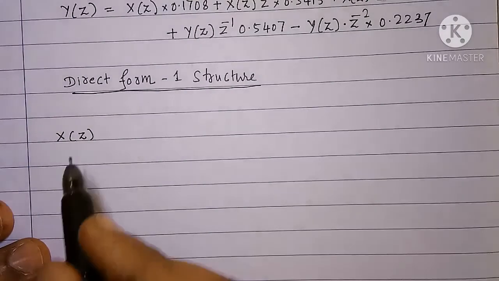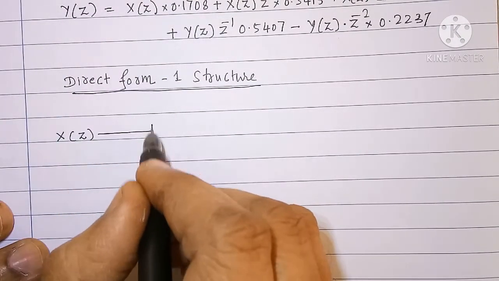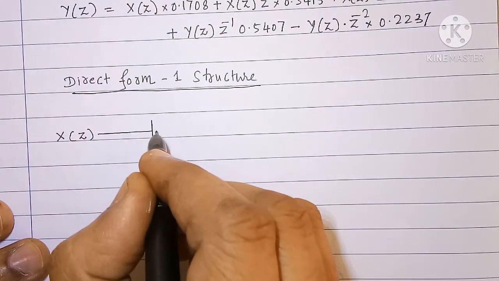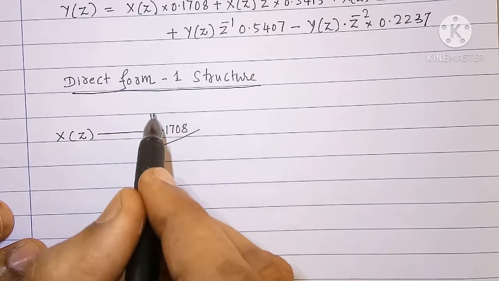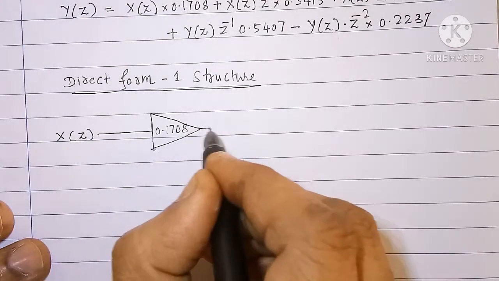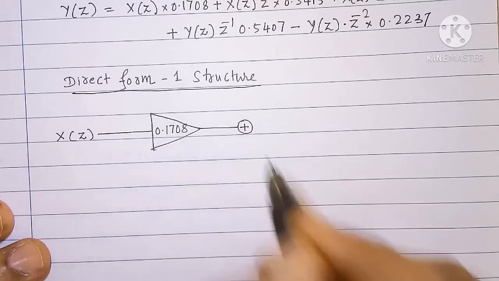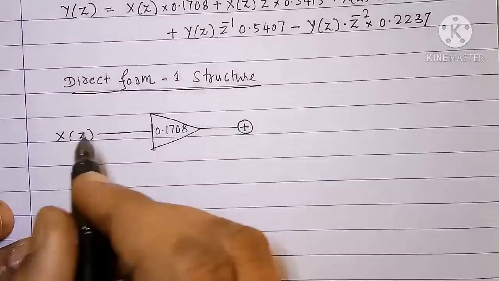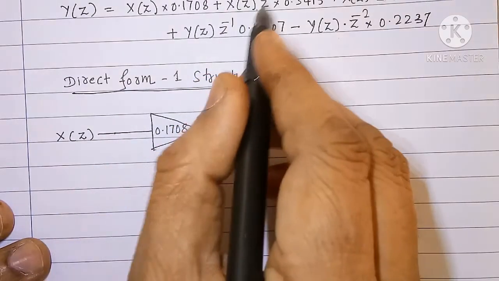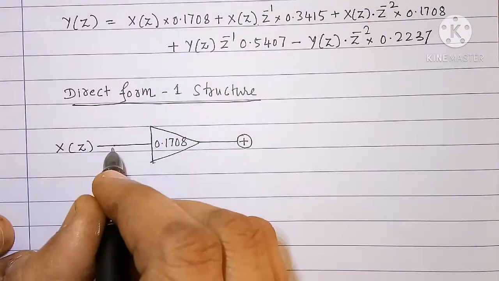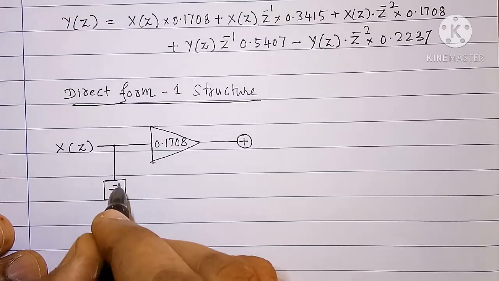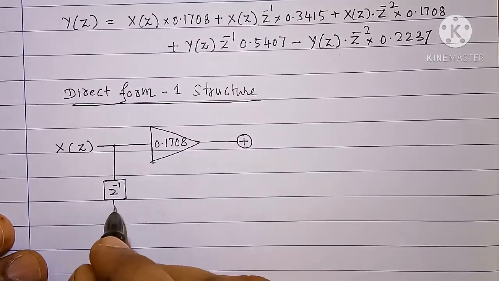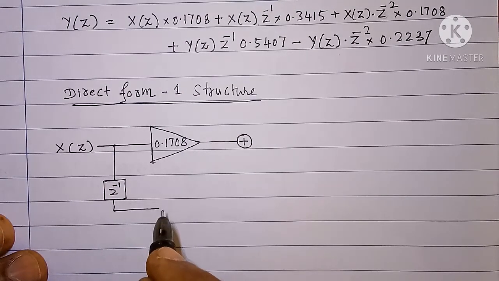X of z, gain is 0.1708. Show here one summer or adder. X of z into z raised to minus 1 is there. So show one delay box here. X of z into z raised to minus 1 is multiplied by 0.3415.